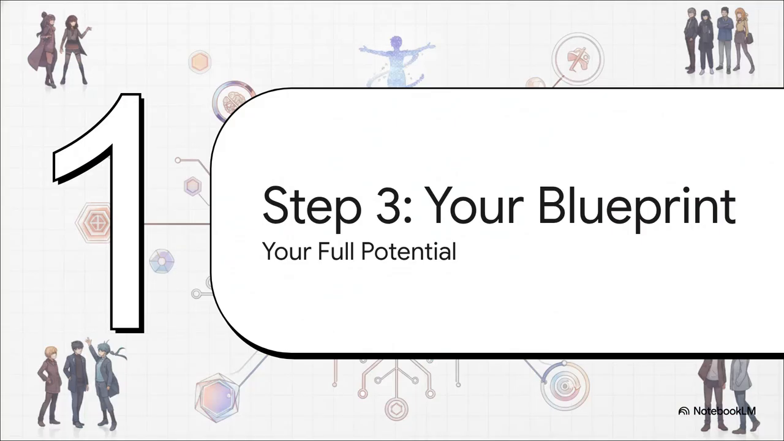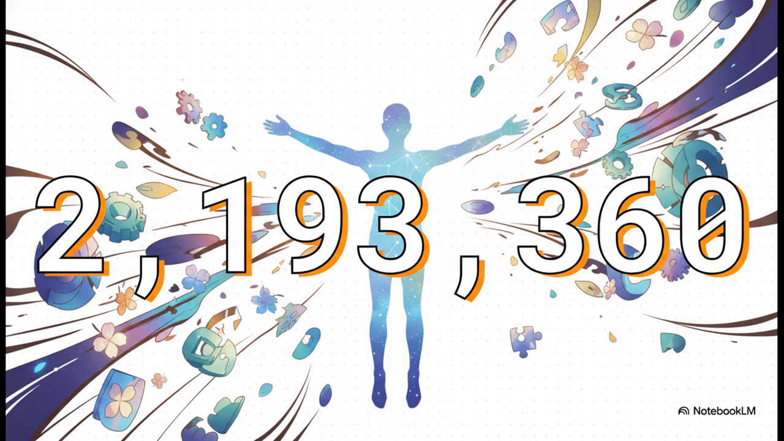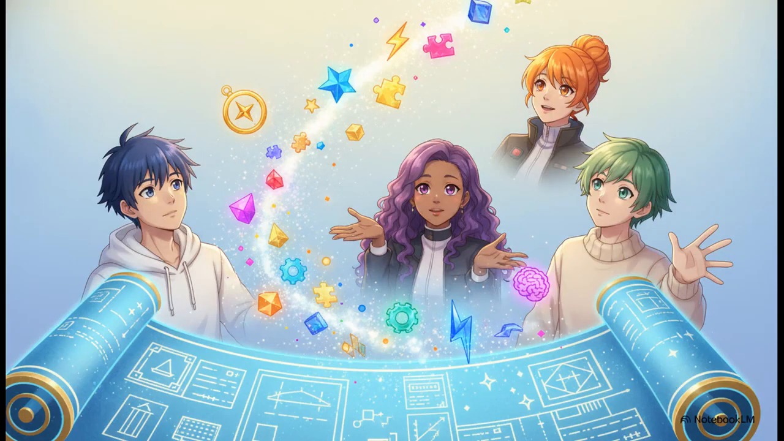Moving right along, let's step into a much wider view with step 3, your blueprint, your full potential. Okay, let's just pause and think about this massive number, 2,193,360. That is the exact number of different blueprints possible within the personal power method. And as your coach today, I really want you to hear this. Your specific combination of talents, values, and drives, it is mathematically unique to you. Literally, no one else possesses your exact array of strengths. You have a completely distinct personal map for your own success and happiness.